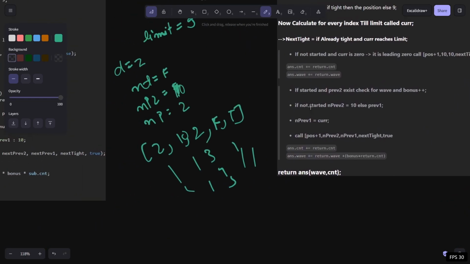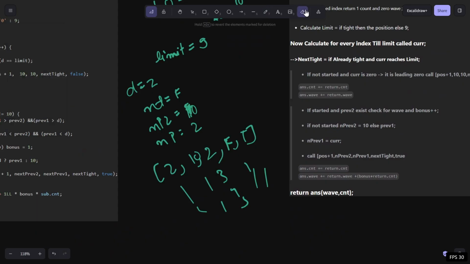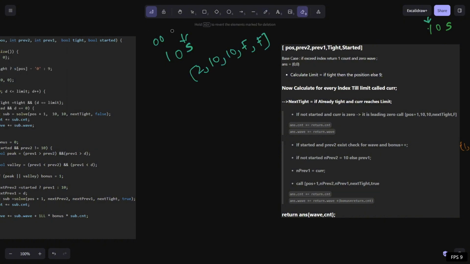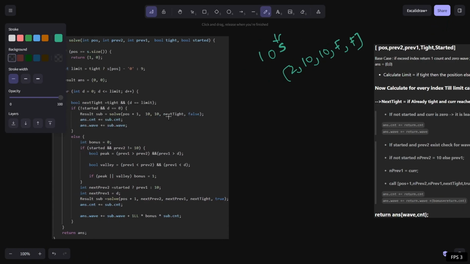For 2 10 10 ff, we are at the second index, and it hasn't started yet. Basically we are at 0 0. We got previous one and previous two as invalid. We hadn't started yet, and we are currently at 5. Is d equal to the limit? No, so the limit is going to become 0 to 9. Okay, limit equal to 9.